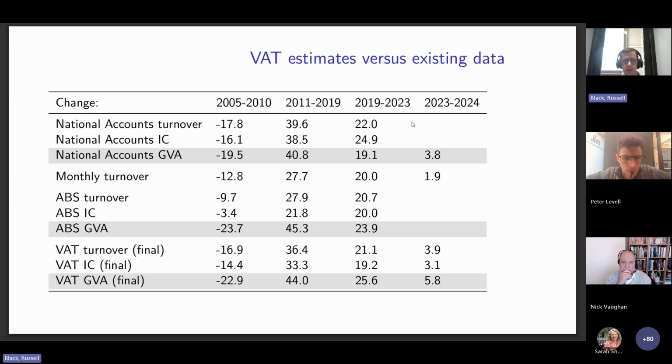The differences are growing in the 2020s. So national accounts GVA grows 20%, VAT GVA grows 24%. Actually, the ABS GVA is growing 24%. The VAT GVA is growing 26%, due to the difference in turnover and intermediate consumption opening up a bit versus what the national accounts has.